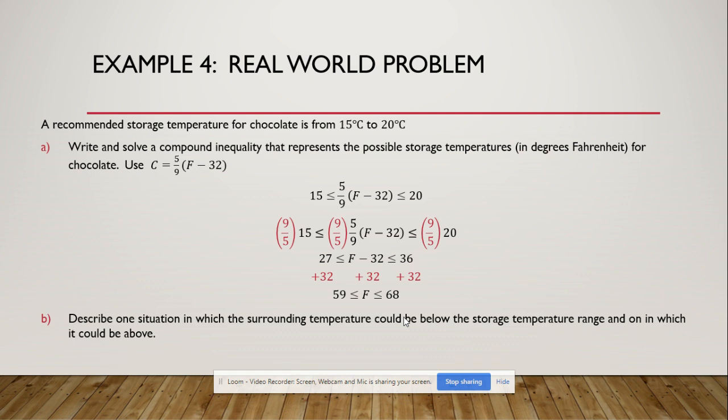So now let's describe a situation in which the surrounding temperature could be below the storage temperature range. We don't want to get it too cold. Then when we pull it out, it's not going to be as soft, as melty, and one in which it could be above. So places below 59 degrees, fridge, freezer, or being outside in winter, situation in which it could be above 68 degrees, outside any time past spring.